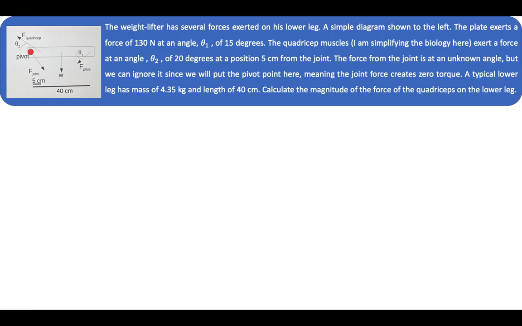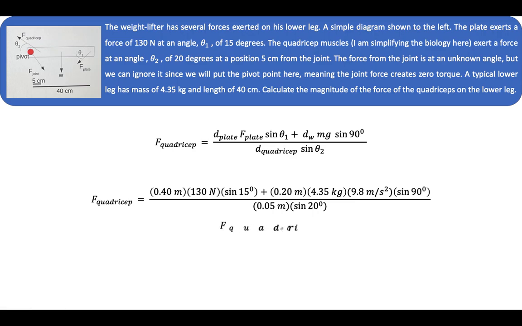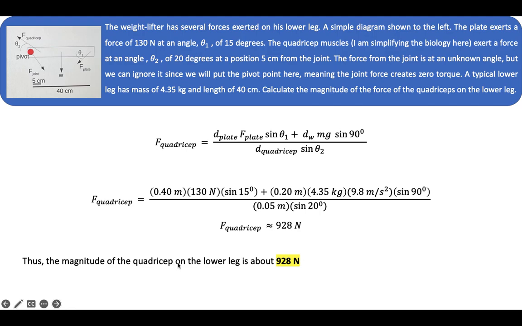Then substitute the variable values. The result is F quadricep approximately 928 newtons. Thus, the magnitude of the force of the quadricep on the lower leg is about 928 newtons.